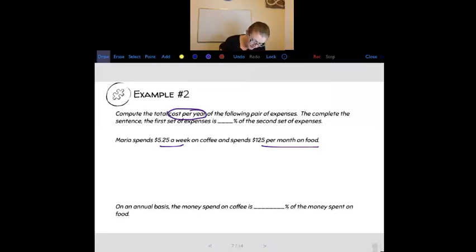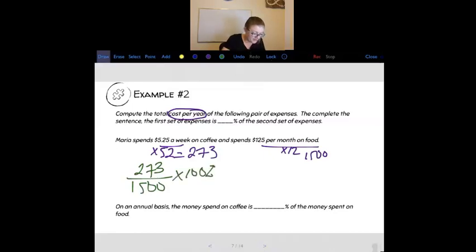So $5.25 a week, we would multiply by 52 because there are 52 weeks in a year. This would be 273. Okay, and then $125 per month on food, we would multiply that by 12, which would give us 1,500. So the problem is asking us, complete the sentence. The first set of expenses is what percent of the second set of expenses. So we're talking about that fraction or ratio language again. So what we would do is take the first set of expenses divided by the second set of expenses and then multiply by 100%.